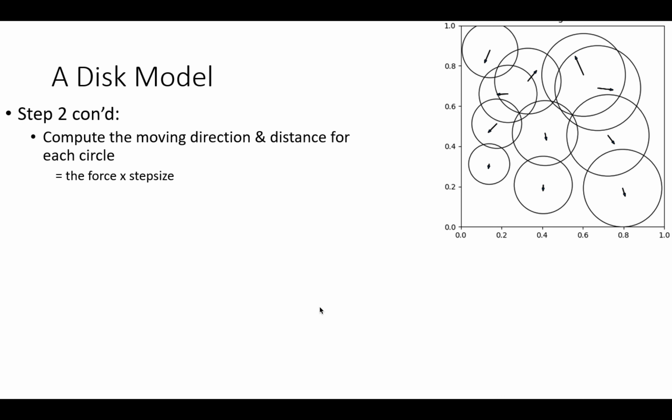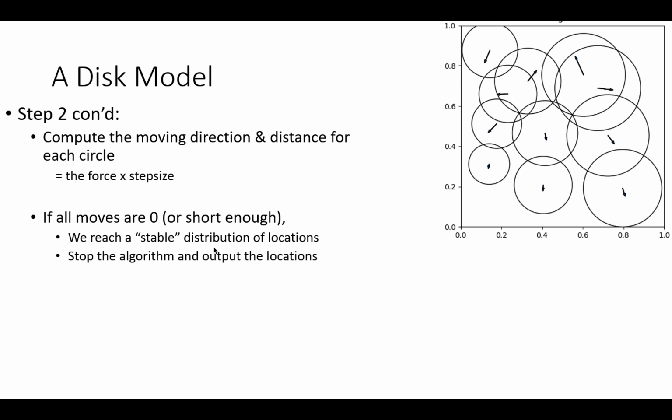And next, we would like to move our disks along the forces. We want to determine the direction and the distance for each move. And this move is simply determined by the force times a step size, a scalar. And how do we know we are good enough? We need to stop. Of course, if all moves are zero or short enough, we claim that we reach a very stable distribution of locations or the disks. So we stop the algorithm and output the locations.